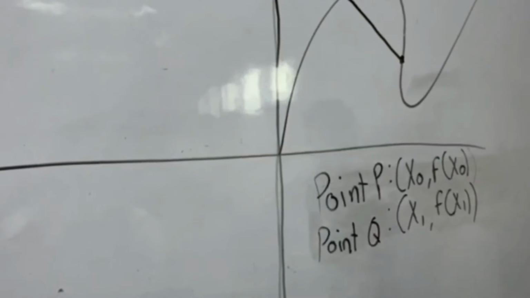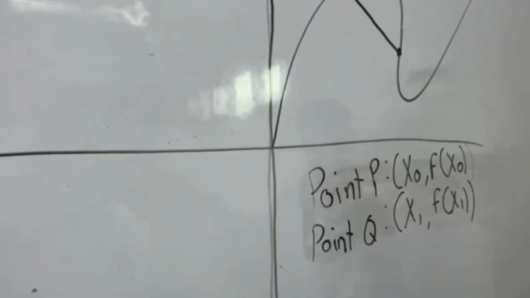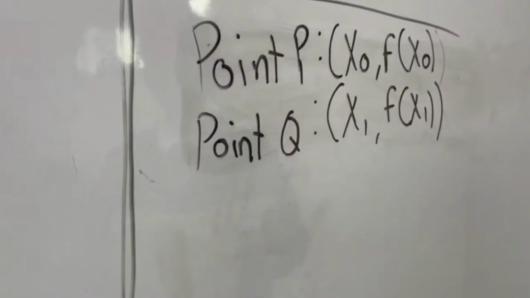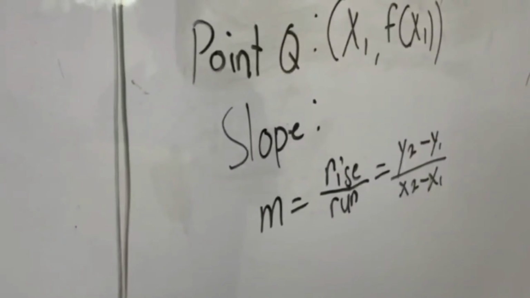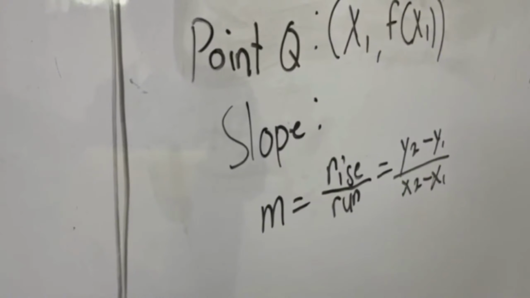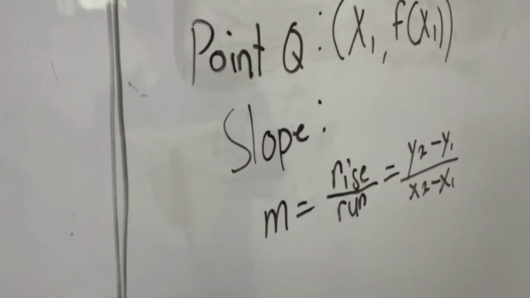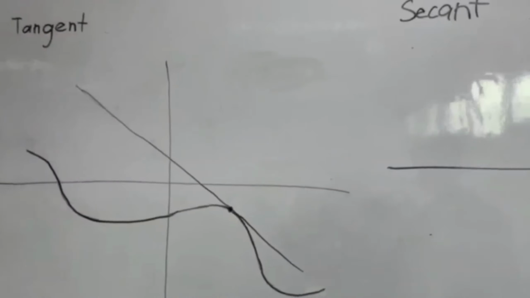These points correspond to two different x values, meaning they are not the same point. So, applying the slope formula, the slope of the secant line is. The secant line helps us calculate the average rate of change of the function between how many points? That's right, 2 points.